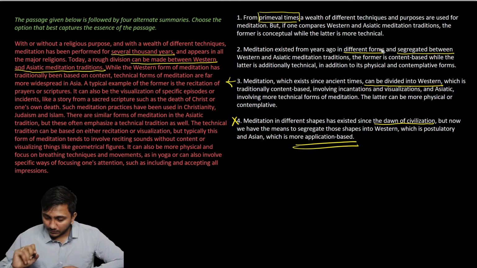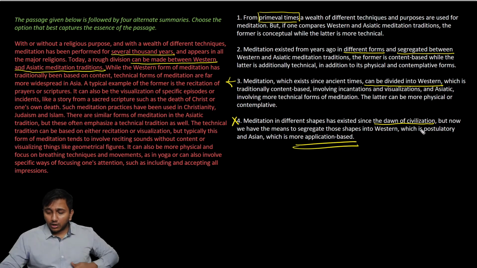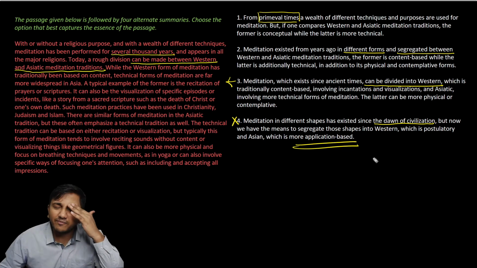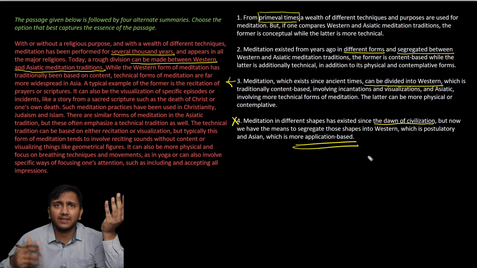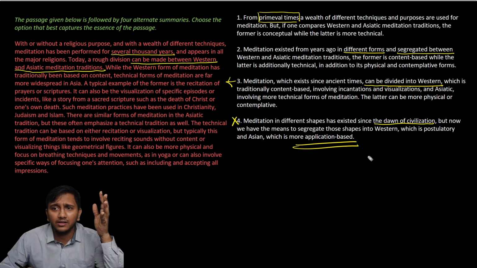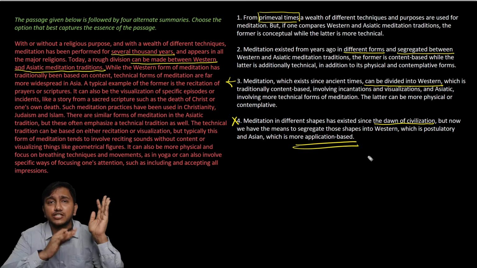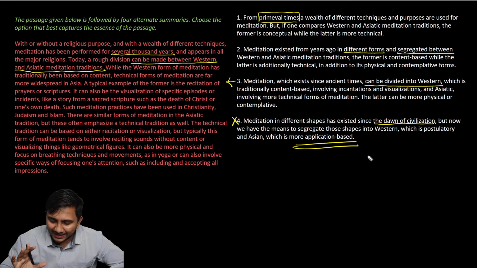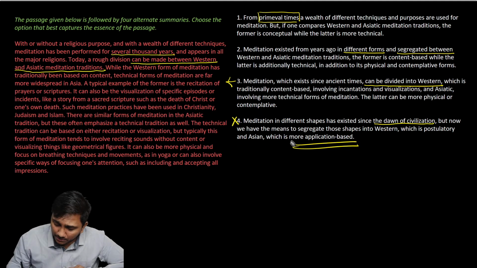Okay. Now, someone is asking, what is dawn of civilization? Dawn of civilization would mean, from the dawn, which is basically when the sun rises, right? When you say dawn of civilization, it means from the very initial stages of civilization. I don't think that exactly captures several thousand years. So this is a problem, and the bigger problem is application based.